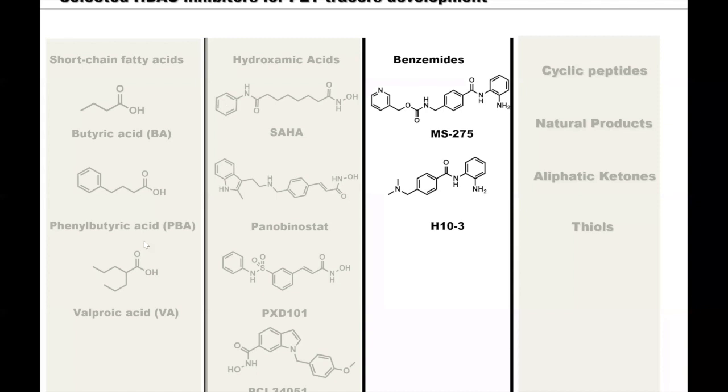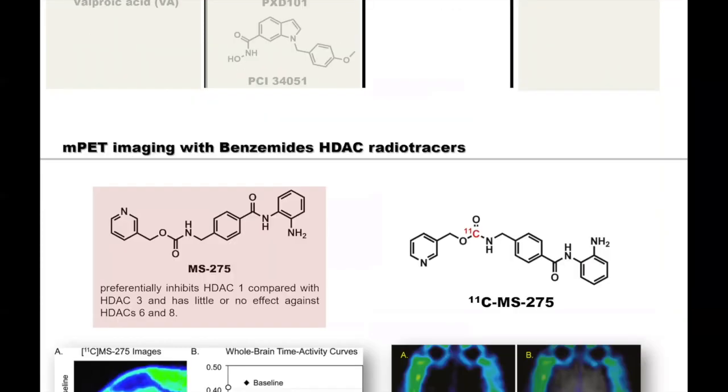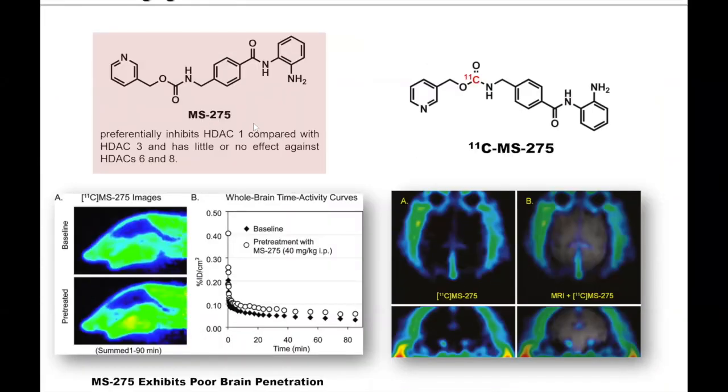Next, we tried to label another family called benzamides, because the benzamide structure is used for zinc binding. MS-275 is an HDAC inhibitor that went to clinical trial, but they stopped at phase two. In the literature, they reported this is a brain penetrant compound. Then we labeled it with C11 and tested in rats and in non-human primates. Both species didn't show us good uptake of the tracer in the brain.